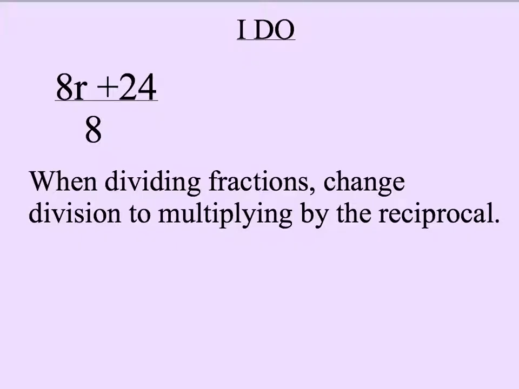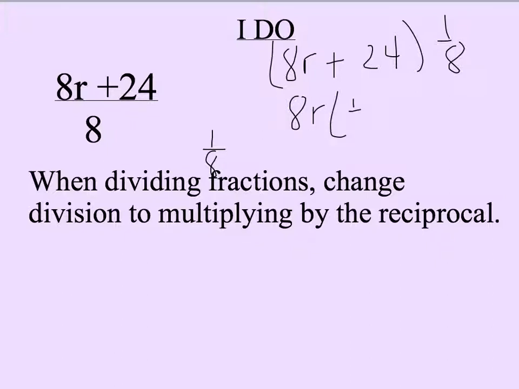When we're dividing, we want to multiply by the reciprocal. So instead of dividing by 8, the reciprocal of 8 is 1/8. So I'm going to multiply 8r plus 24 by 1/8. That means I have 8r times 1/8 plus 24 times 1/8. Here, 8 is 8 over 1. Notice the reciprocals cancel out, and I'm just left with r.